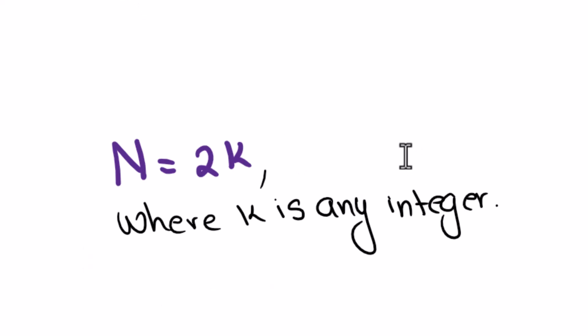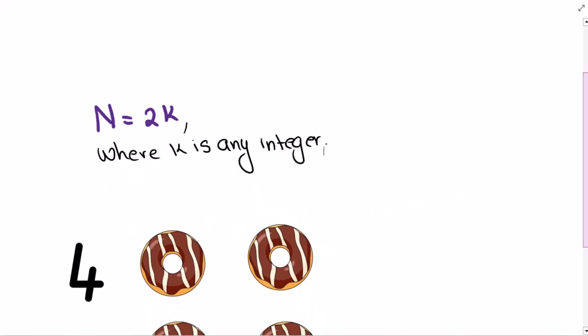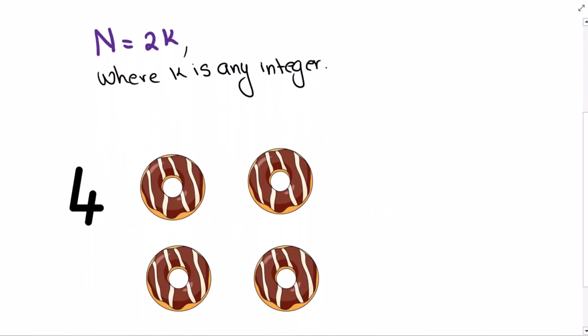But what does this mean in simple terms? Let's find out with a delicious example. Now here we have got some donuts to help us understand the concept. Let's take the number 4 and see if it fits our formula for an even number. We take these 4 donuts and divide them into groups of 2.